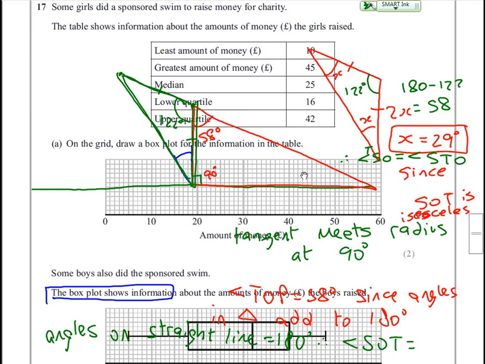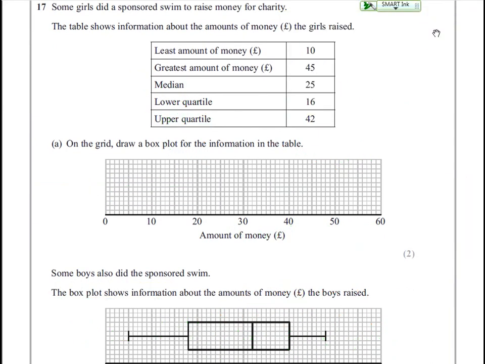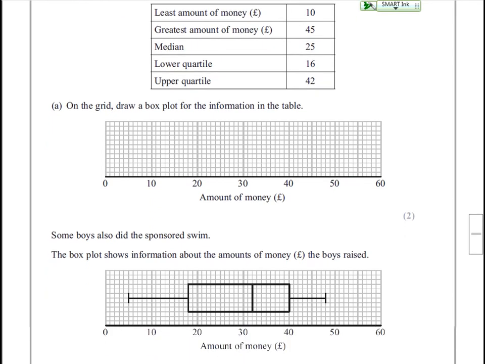Right, question 17. Some girls did a sponsored swim to raise money for charity. The table shows information about the amounts of money in pounds the girls raised. Least amount of money was £10, greatest amount was 45, median 25, lower quartile 16, upper quartile 42. Draw a box plot for the information.